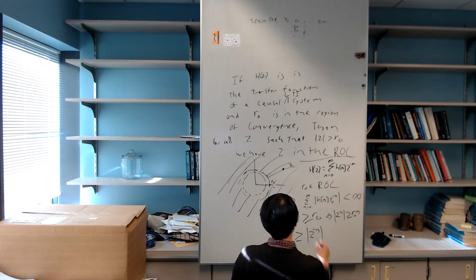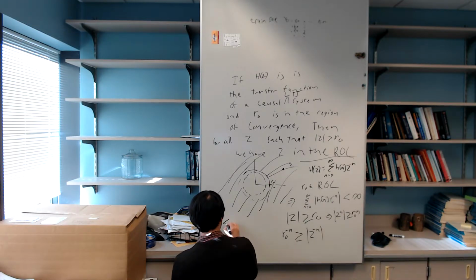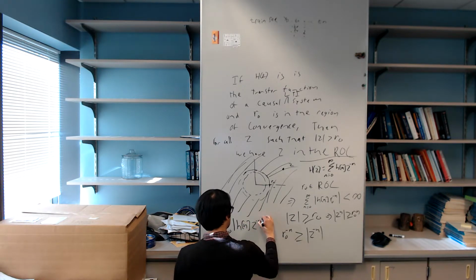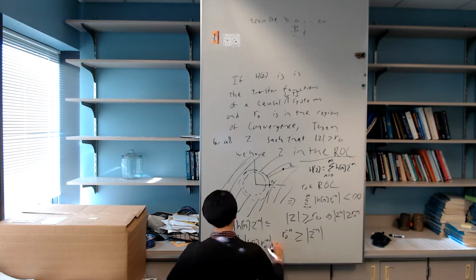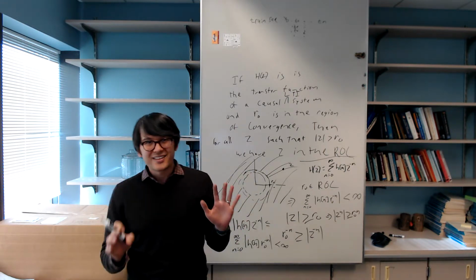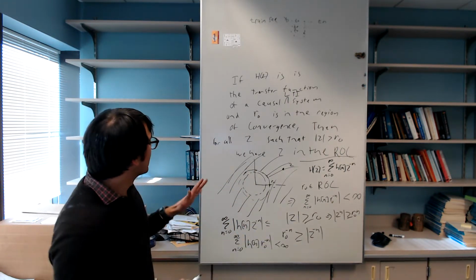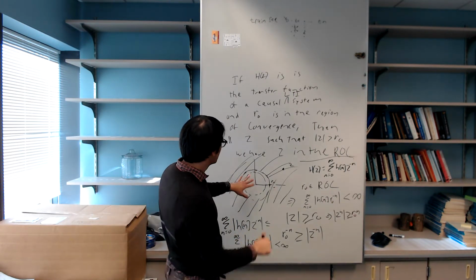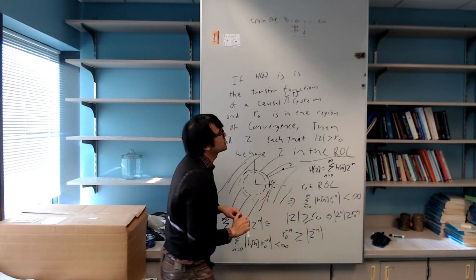And so that's going to tell us that the sum from n equals 0 to infinity of h of n, z to the minus n, is less than or equal to the sum from n equals 0 to infinity of h of n, R naught to the minus n, which is less than infinity. So indeed, all of these things must be in the region of convergence. So that just lets you know here, if we've got a causal system, we always know our region of convergence lives out there.